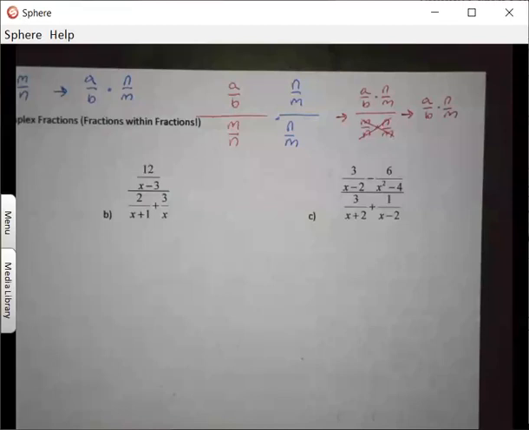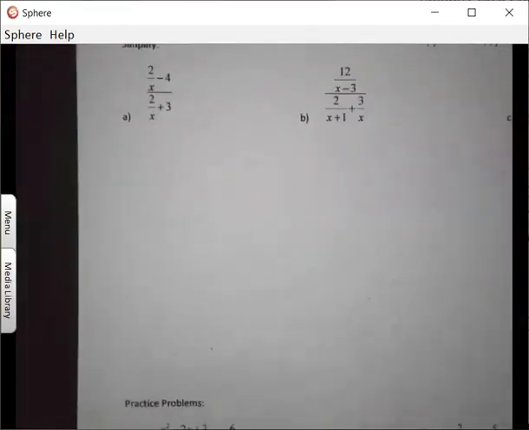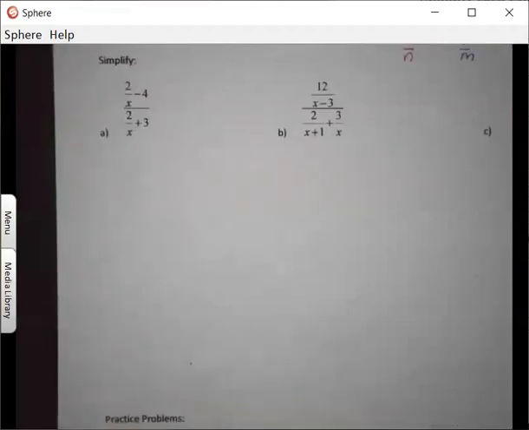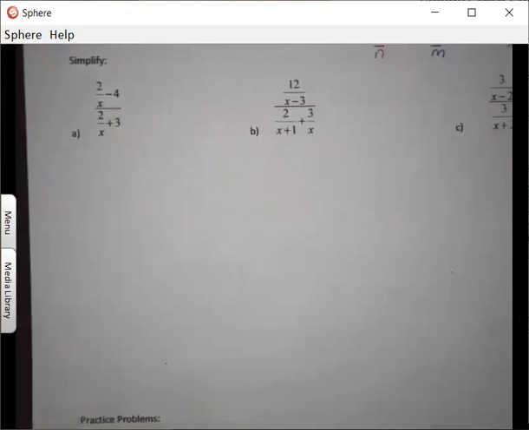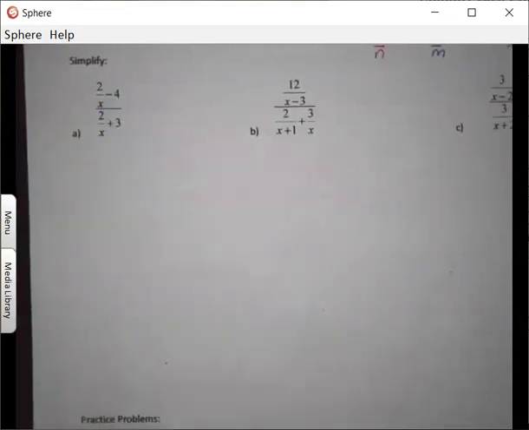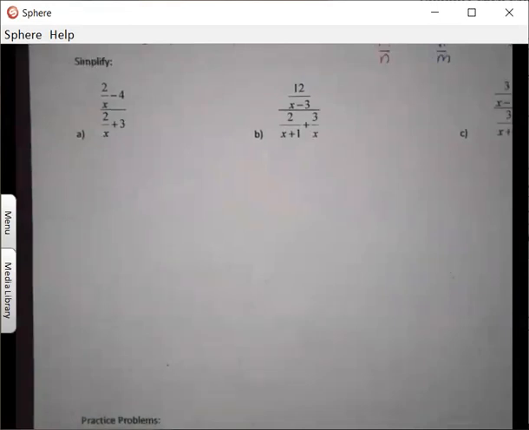All right, let's jump into an example. So we want to eventually do the stay, change, flip, but before we can do that, we need to simplify the numerator and denominator. We need to add them or subtract them.